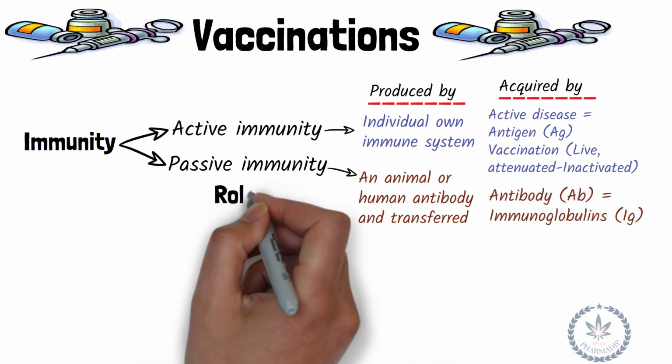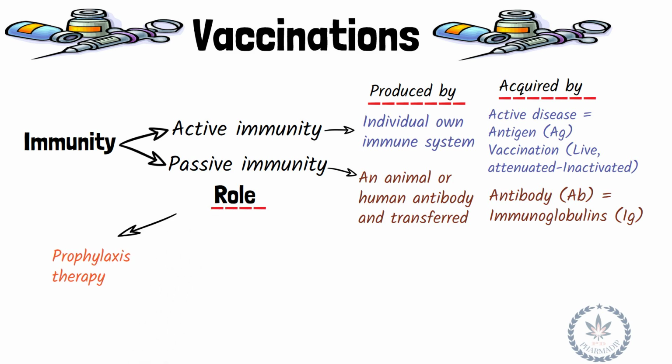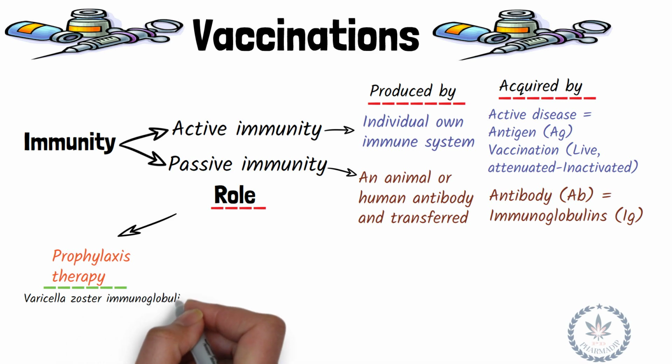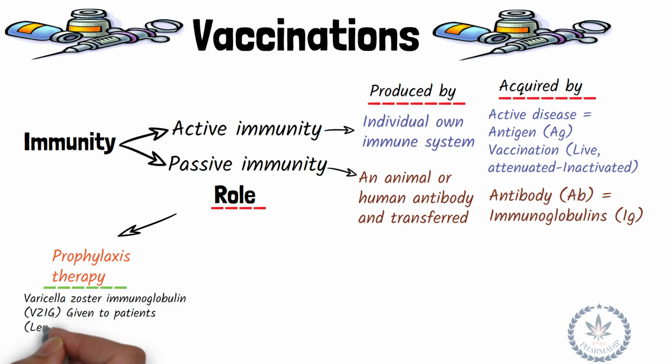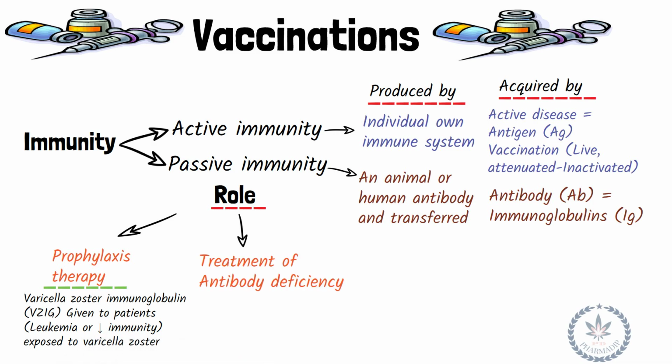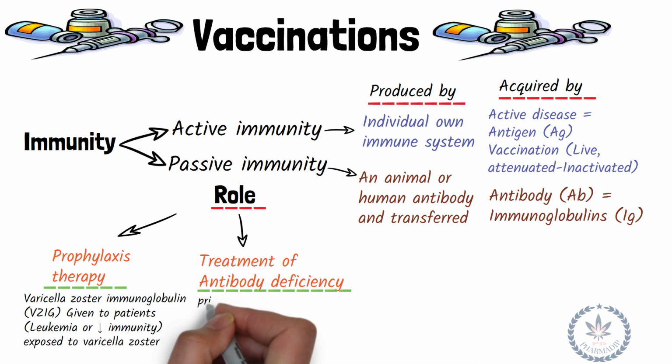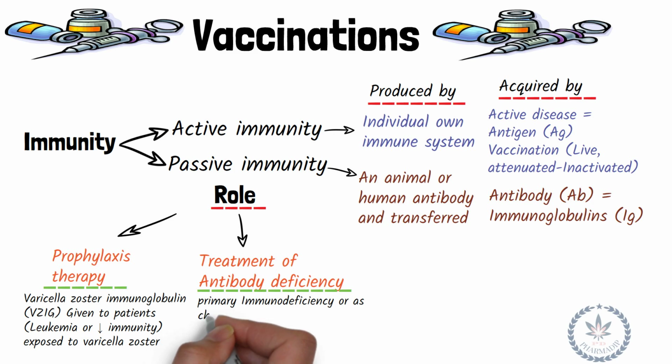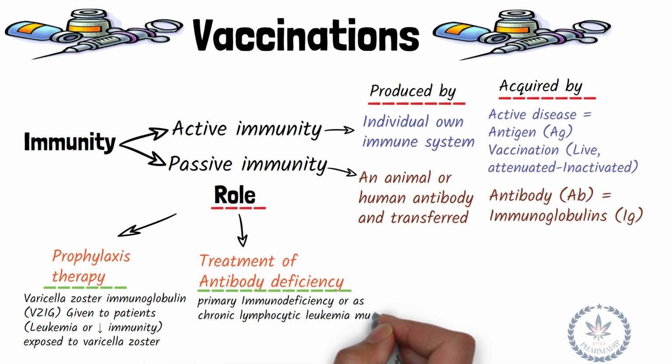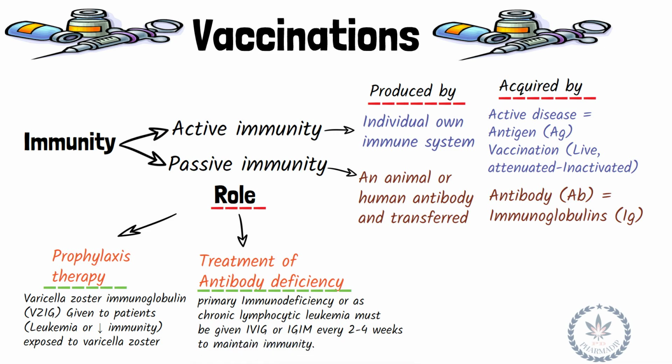Now, what role does passive immunity play? As prophylaxis therapy, varicella-zoster immunoglobulin, VZIG, is given to patients with leukemia or reduced immunity who are exposed to varicella-zoster. Passive immunity is also used for treatment of antibody deficiency. That is, in primary immunodeficiency or chronic lymphocytic leukemia, patients must be given intravenous immunoglobulin or intramuscular immunoglobulin every 2 to 4 weeks to maintain immunity.